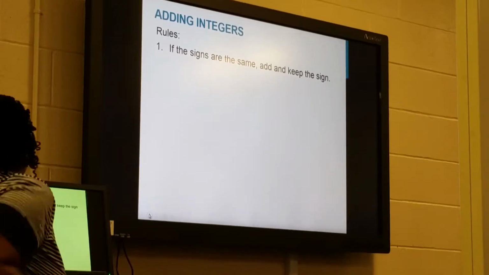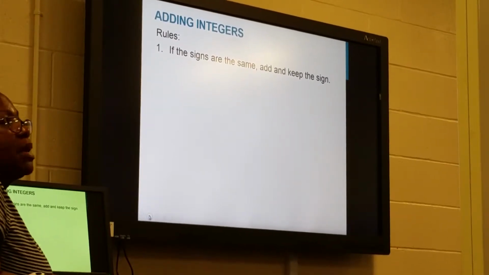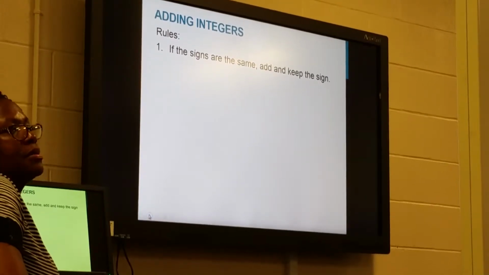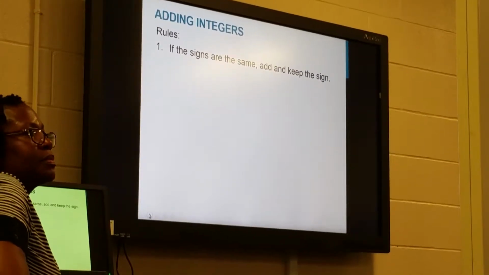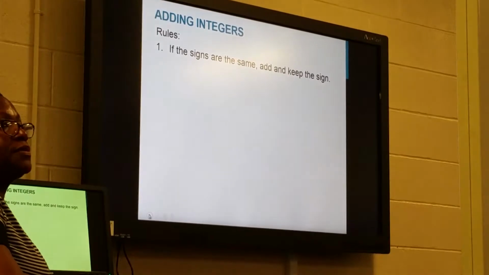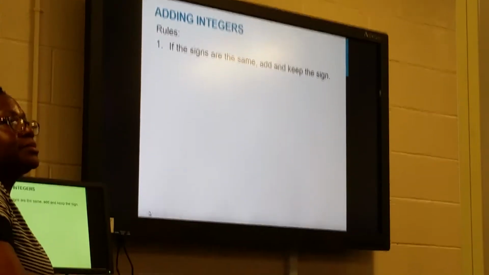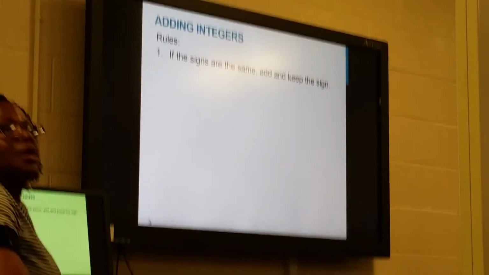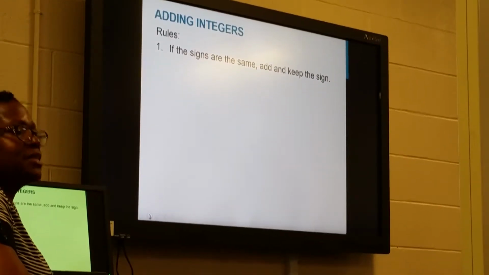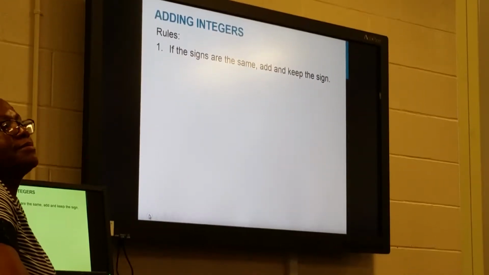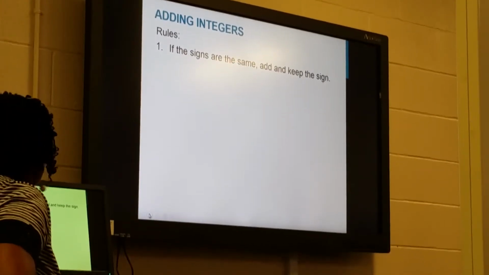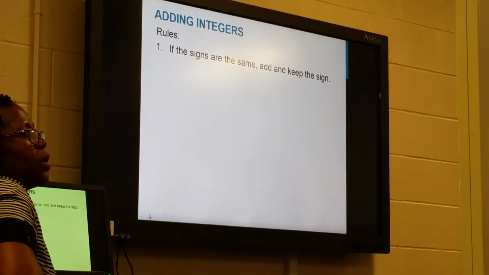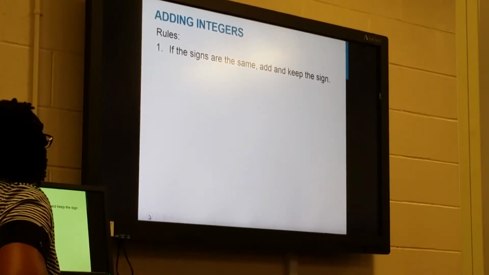First rule, if the signs are the same, add and keep the same sign. So if you have 2 positives, add them, and it's going to be a positive. If you have 2 negatives, add them, and it's still going to be a negative. If the signs are the same, when we are adding.